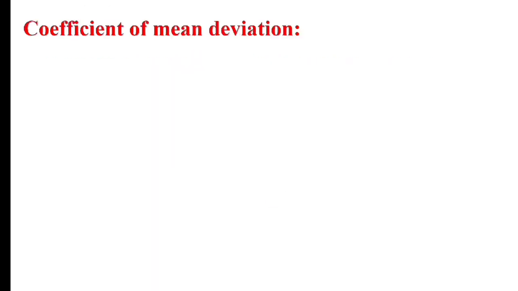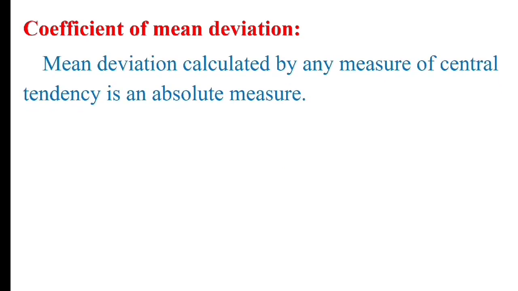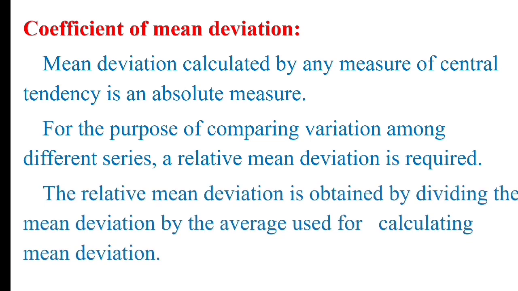Then the coefficient of mean deviation. Mean deviation calculated from any measure of central tendency is an absolute measure. Then we can find the relative measure. For the purpose of comparing variation among different series, a relative mean deviation is required. For that, the relative mean deviation is obtained by dividing the mean deviation by the average.